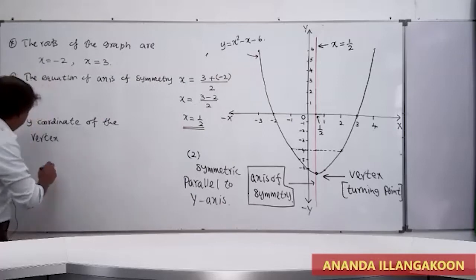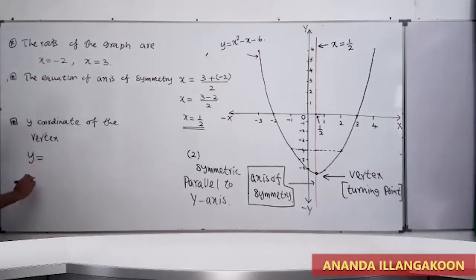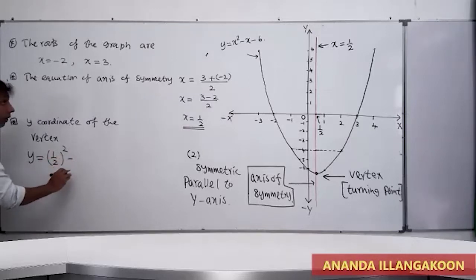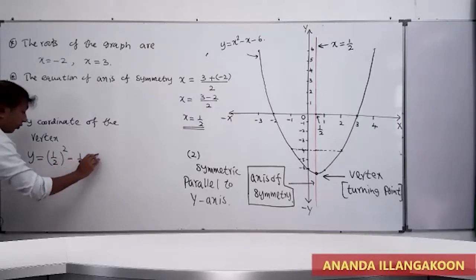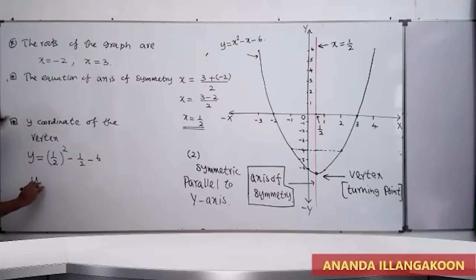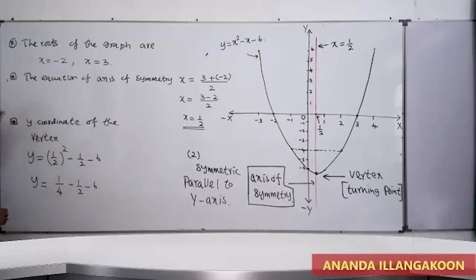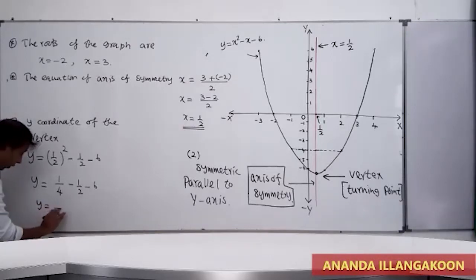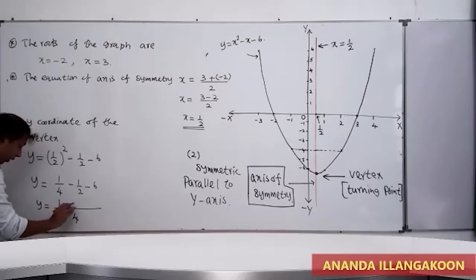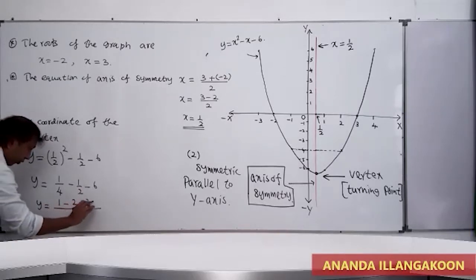And then we get what? This y equals half to the power 2 minus half minus 6, right? Half to the power 2 is 1/4, minus 2 minus 6, right? Okay, now we can simplify this. What do we get here, people? Take the common denominator 4. Here then we get 2, here we get 24. Right.